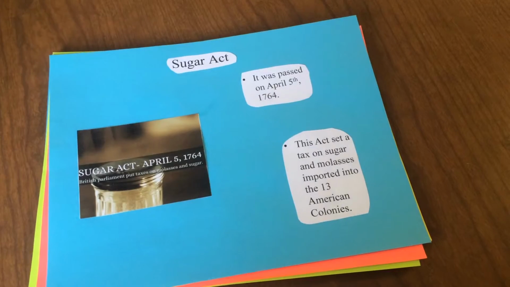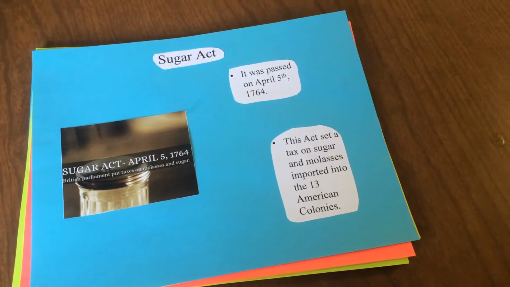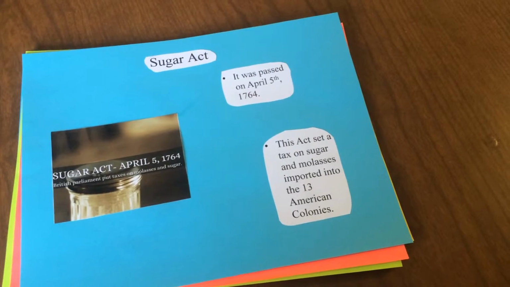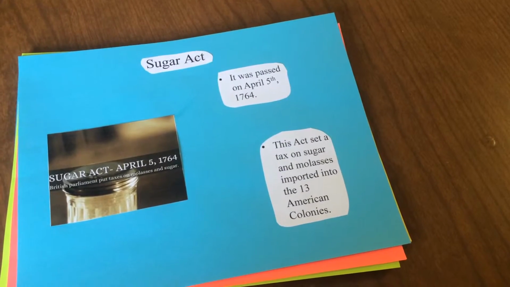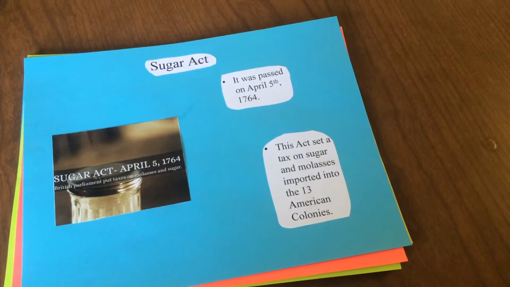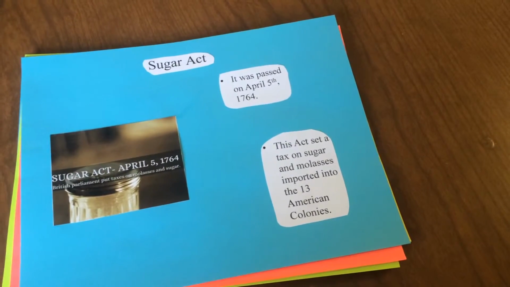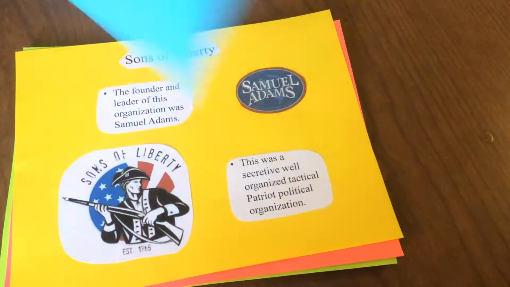The Sugar Act was passed on April 5, 1764, and set a tax on sugar and molasses imported into the 13 colonies. It was created to stop trade between the colonies and other countries, as well as to reduce the amount of smuggling, robbery, intimidation, and corruption in the colonies.